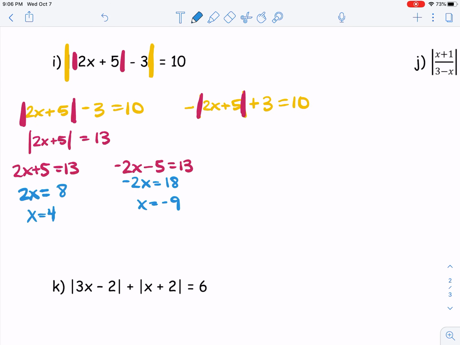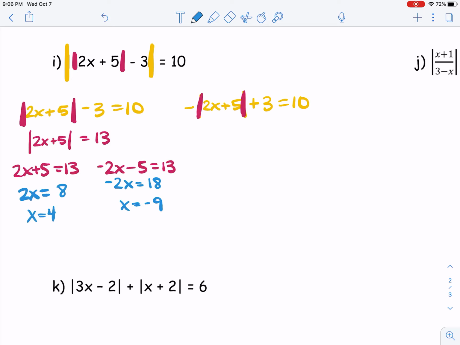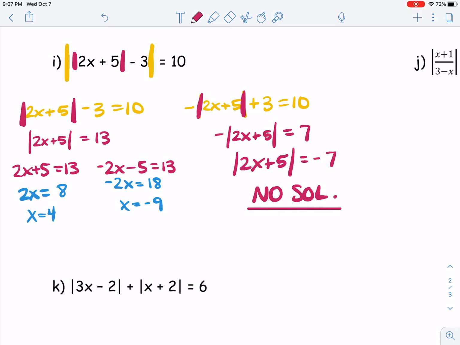I can plug those both back in right now if I want, or I can go to this second equation over here and isolate that absolute value. Let me move this over a little bit. Let's think about how we would isolate this absolute value. I would have to subtract my 3, and I would then get the negative absolute value of 2x plus 5 equaling 7. Then I would have to divide or multiply by negative 1. When I do that, I get the absolute value of 2x plus 5 equaling negative 7. Is this possible? Is this a true statement? No.